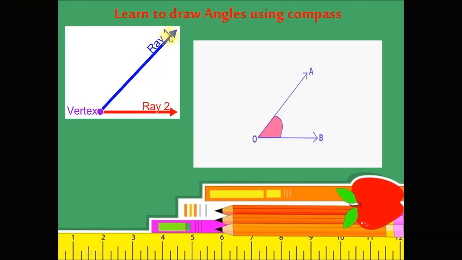Suppose there are two rays. This is ray 1 and this is ray 2. These two rays join each other at a common endpoint. This endpoint is called the vertex, and this is the angle. If we name this ray OA, this is ray 1 and OB is ray 2. These two rays join each other at this endpoint O and AOB is the angle. And this is the measurement of this angle.